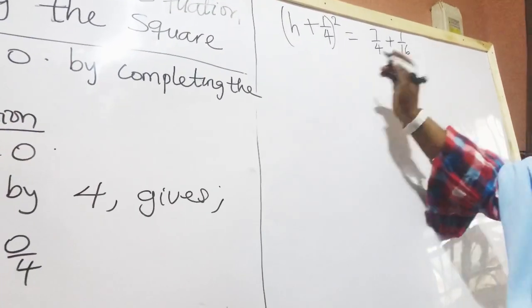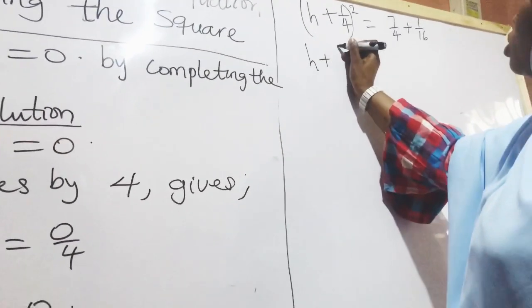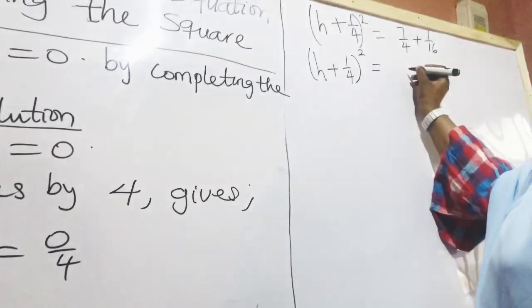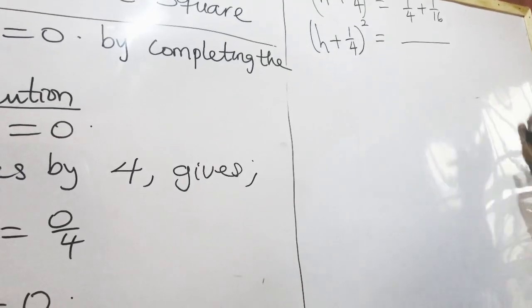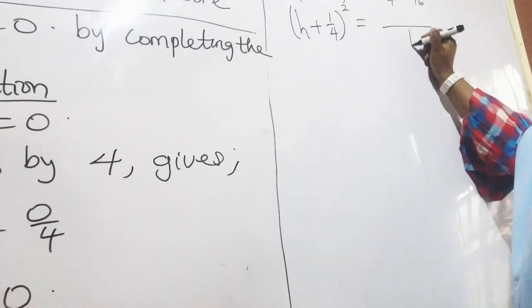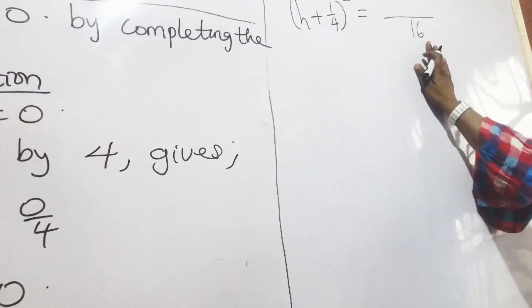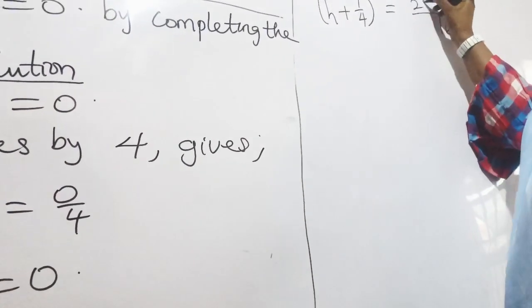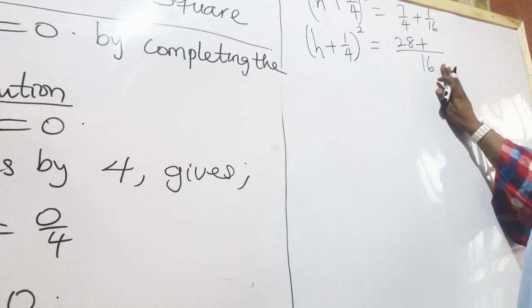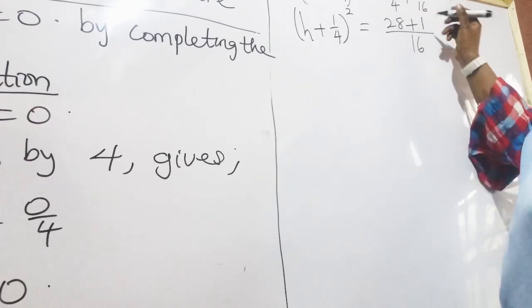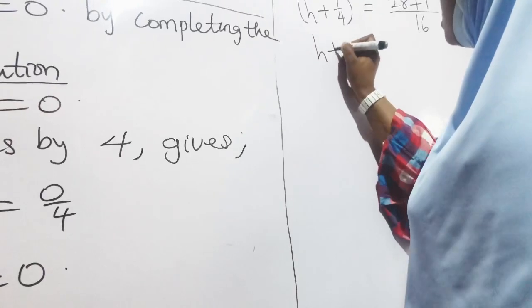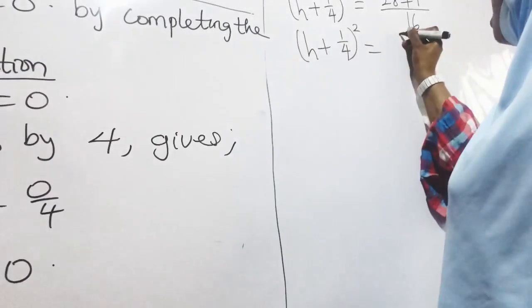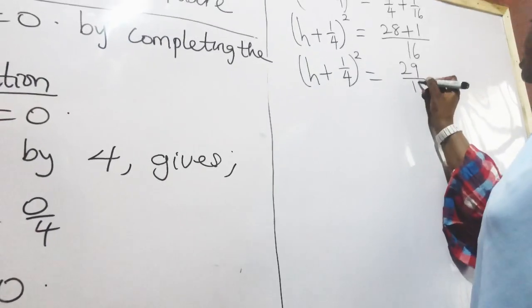So let's simplify this one. h plus 1 over 4, everything squared, is equal to, if you find the LCM of 4 and 16, the LCM is 16. How many 4s can we get in 16? 4. 4 times 7 is 28. Plus, how many 16s can we get in 16? 1. 1 times 1 is 1. So h plus 1 over 4, everything squared, is equal to 29 over 16.